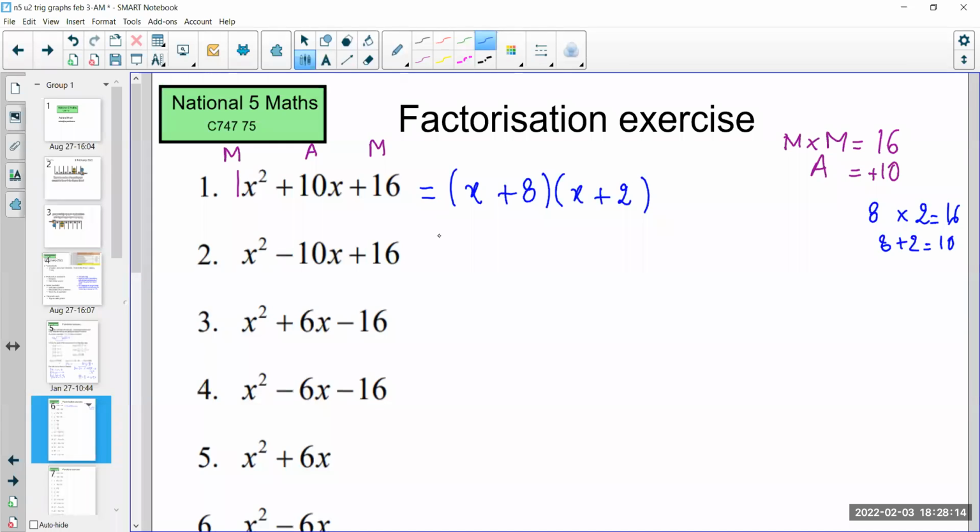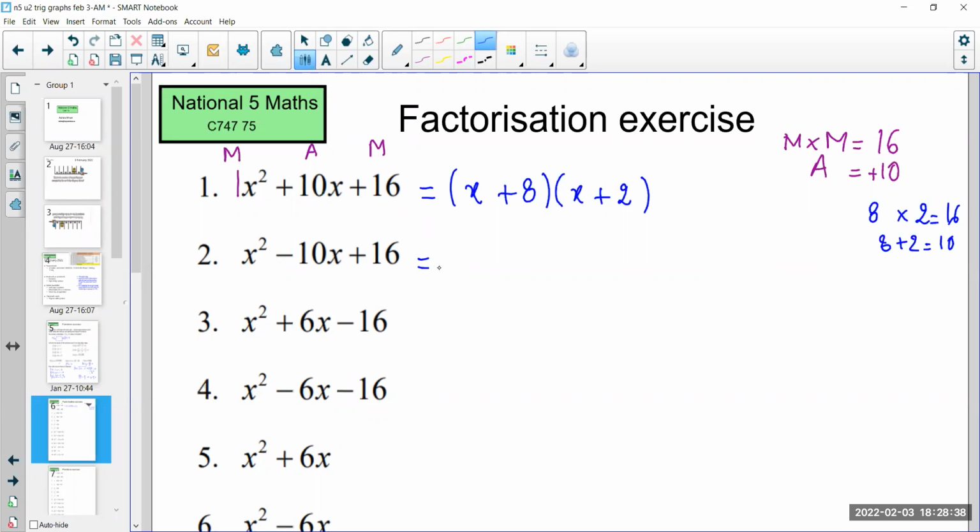Any questions with that? At this stage, now that we're going into quadratics, everyone should be able to do this. These are the simple factorizations. If you still think you're struggling, or you don't understand what to do here, you need to contact me, guys. So that's the first one.